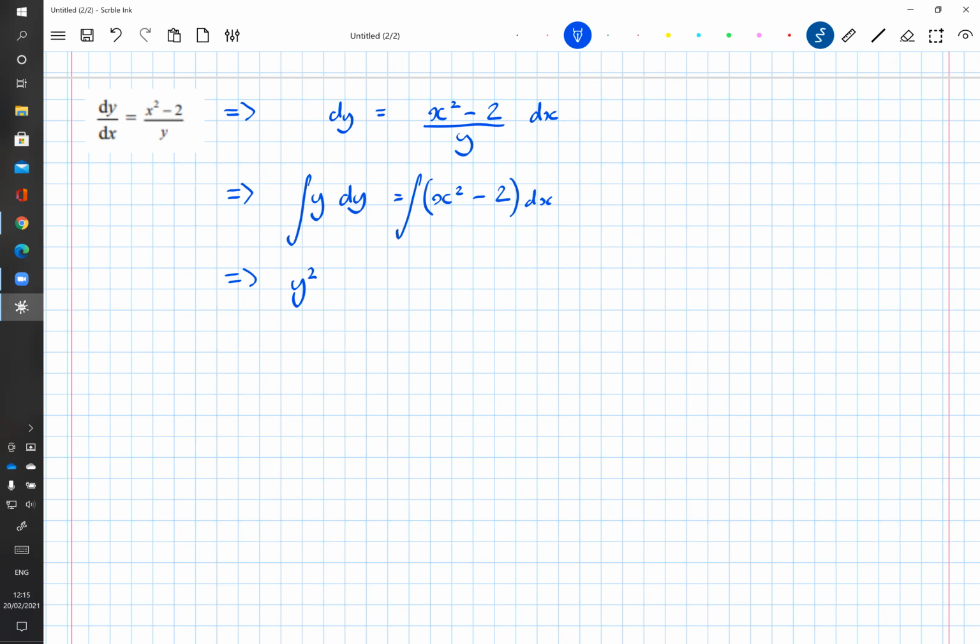Which means that y squared over 2 equals x cubed over 3 minus 2x plus c. And we were just asked to solve. Nothing else. Therefore, we're done. I'm not going to make it say y equals because we weren't asked to.